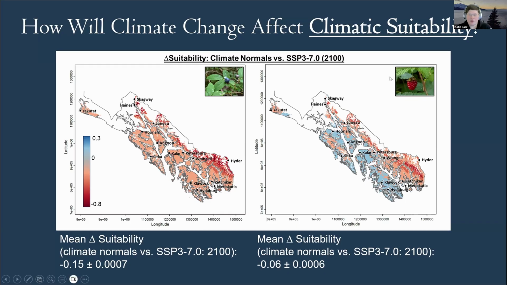It's a little bit more complicated for salmonberry. We do see predicted losses in climatic and topographic suitability the more inland you go, but out in these outlying islands, things are actually supposed to be improving. So that's kind of an interesting result.